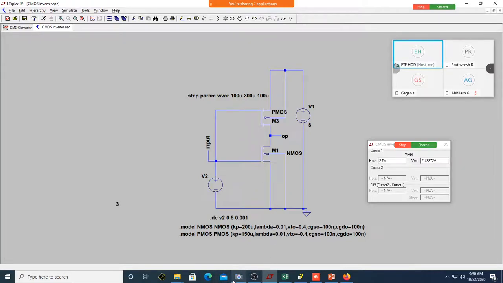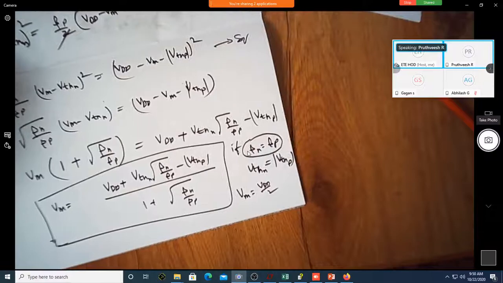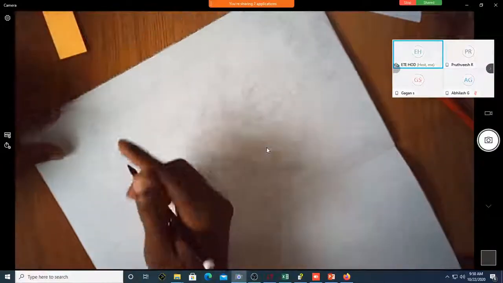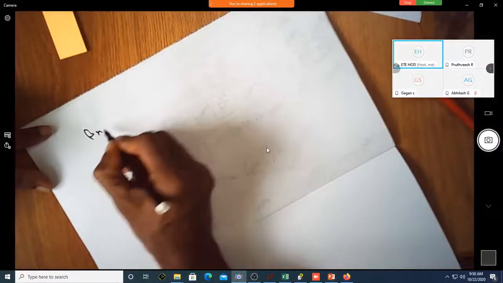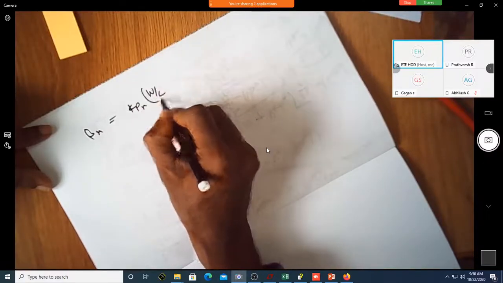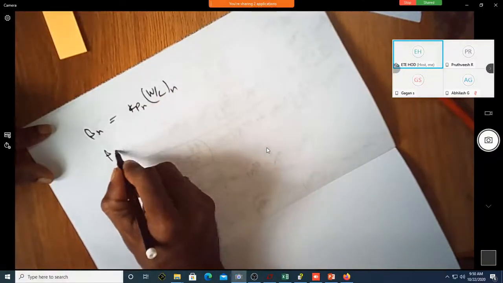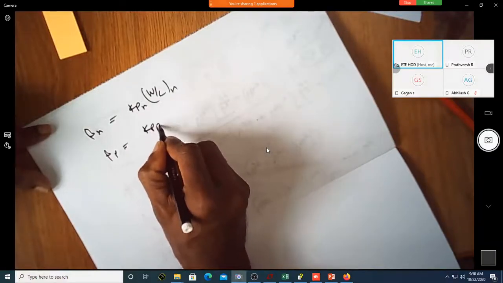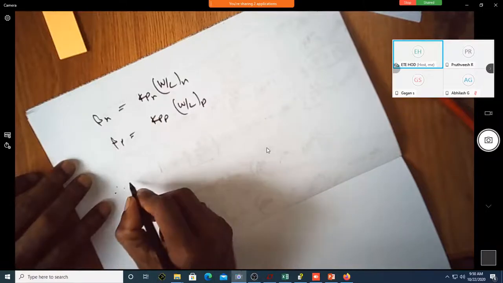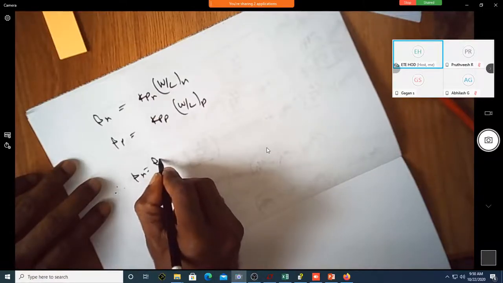The question is, when will this beta n become beta p? What is actually beta n and beta p? Now, if you can understand this separately: this is Kp. Beta n is equal to Kp of n times W by L of n. Beta p is equal to Kp of p times W by L of p. What do you mean by beta n is equal to beta p?